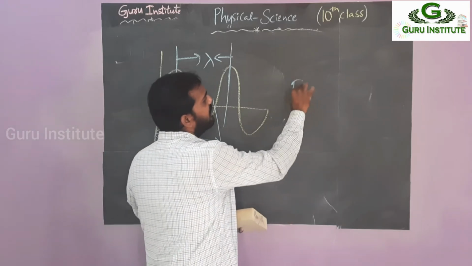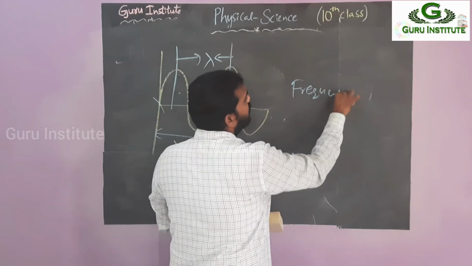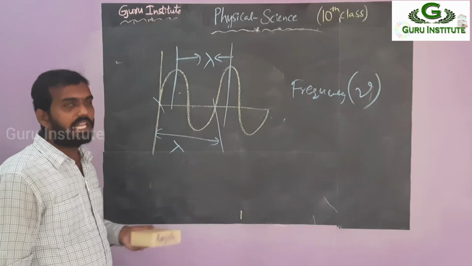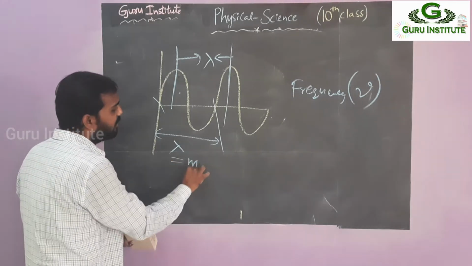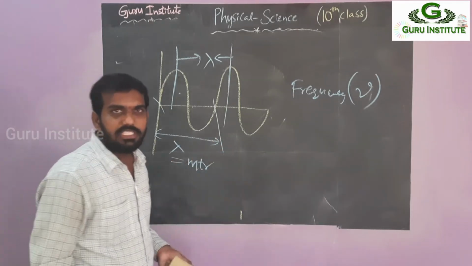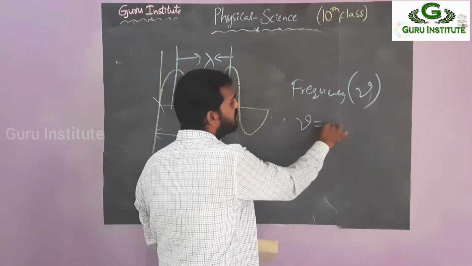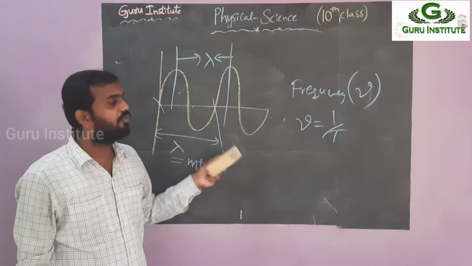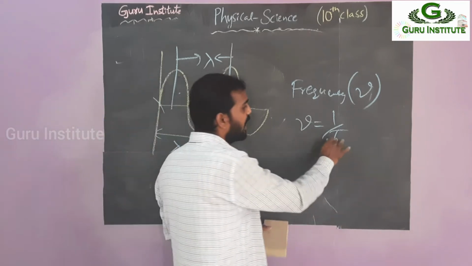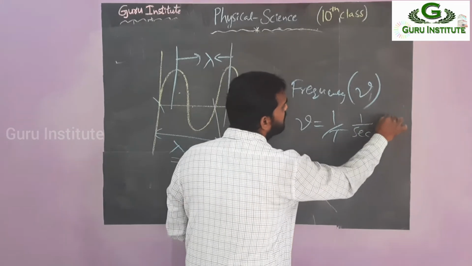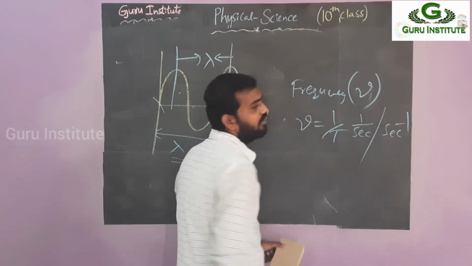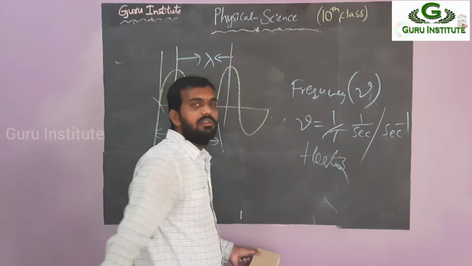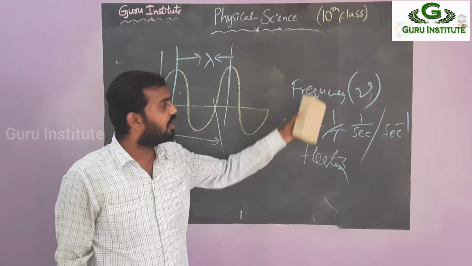Frequency is indicated by the symbol nu. Then the wavelength is lambda, and its unit is meters. Frequency is the reciprocal of the time period, the total time taken by a wave to reach from one point to another point. The time unit is second, so frequency's unit is 1 by second, or per second, or otherwise we can use another unit, that is hertz. This is about the frequency.